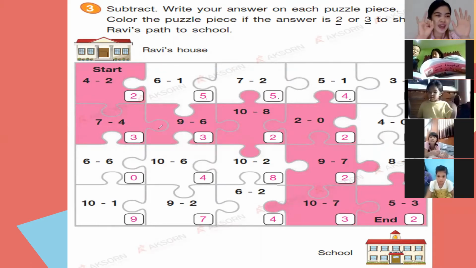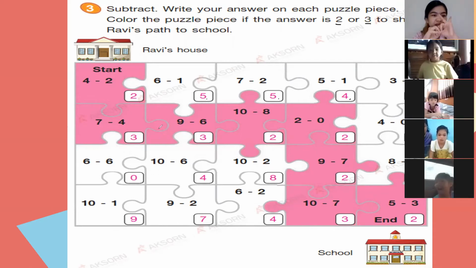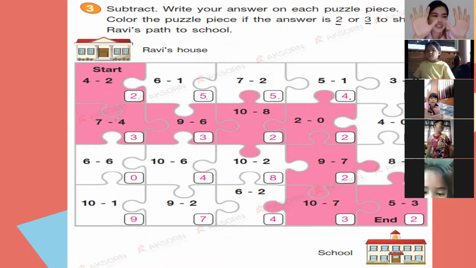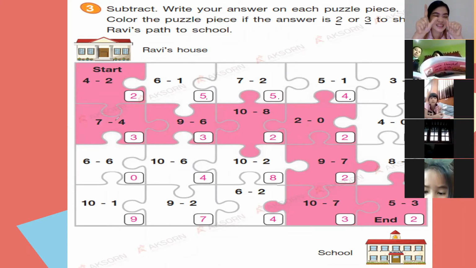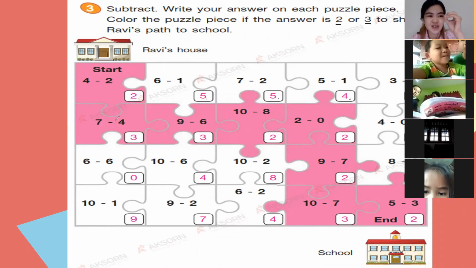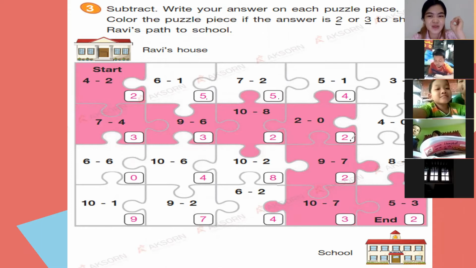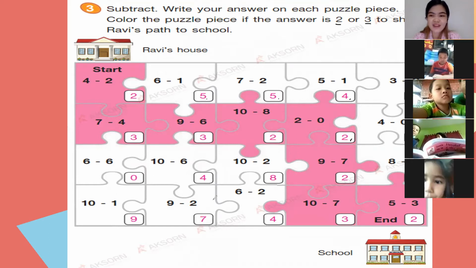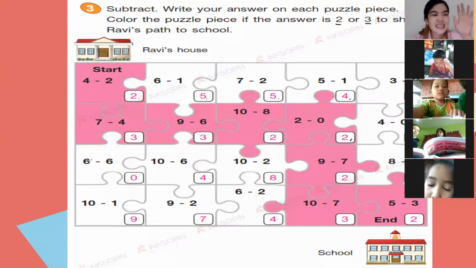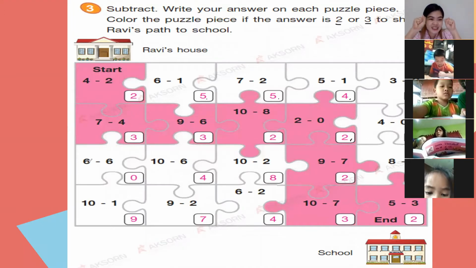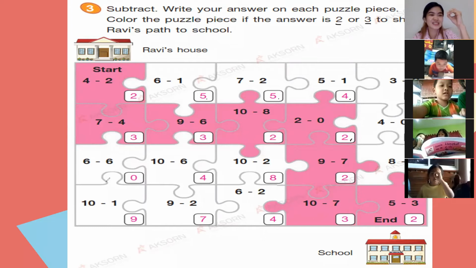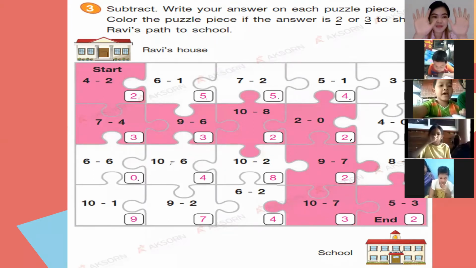Very good. 7 minus 4 is 3. Very good. 9 minus 6 is 3. How about 10 minus 8? 2. How about 2 minus 0? 2. And then 4 minus 0. How about 6 minus 6? 0. Very good. 10 minus 6.